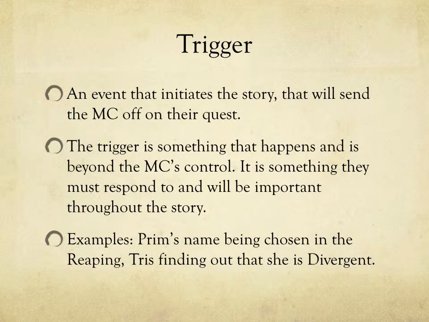But the most important thing is that the trigger needs to be something that happens beyond the main character's control, because if the main character controls the trigger and creates it happening on purpose, then it's not really a trigger because they don't really have to respond to it in the same way. So, examples of triggers are Prim's name being chosen during the reaping in Hunger Games, or Tris finding out that she's divergent during the testing, where she figures out that she's not like everybody else, because those events set the rest of the story in motion.